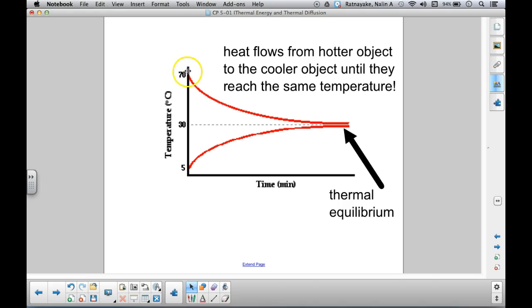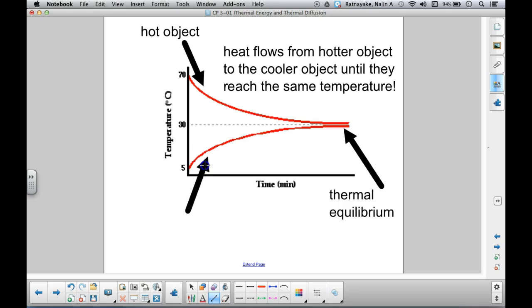Here's a hotter object that starts at a hot value of 70 degrees Celsius. It starts to cool down pretty quickly, and then it gets more gradual, more gradual, more gradual, and it finally cools down to that same temperature right there at the cooler value. So I've got a hot object here, and I've got a cool object here. If they're in thermal contact, heat flow is going to happen between them until finally they reach the same temperature. And that's called thermal equilibrium.